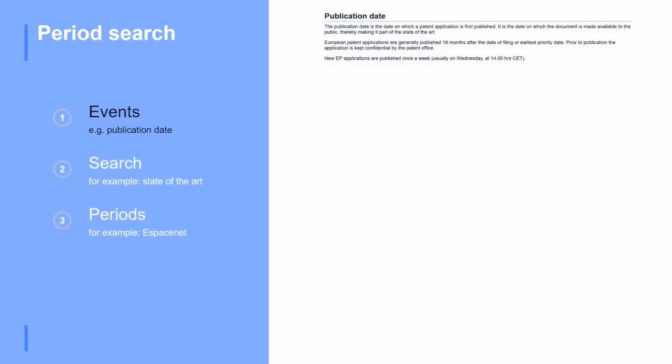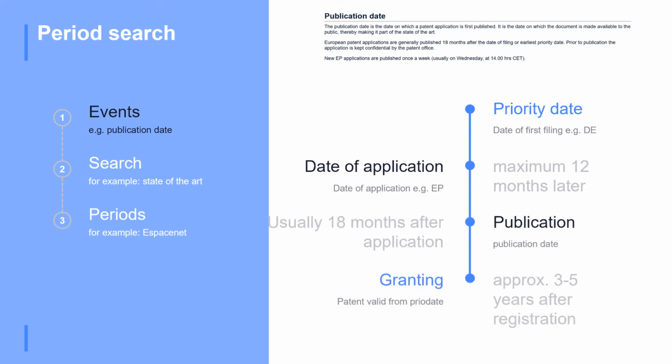Now we want to continue with period search. Here, for example, it is possible to restrict according to the publication date, filing date, or priority date. For this purpose, we will look at a small timeline. Usually the priority date is the earliest date of an application, and then the filing date is up to 12 months later. And the release date can still be determined quite precisely. It's usually 18 months after the application date. The date of grant is normally quite different and can take years.